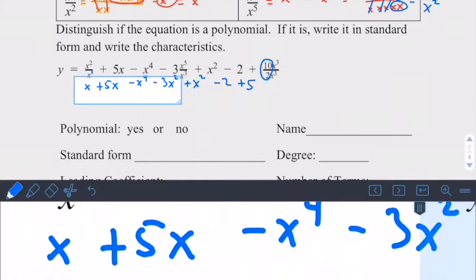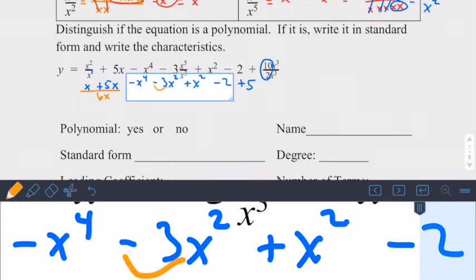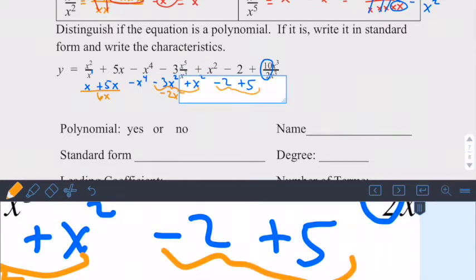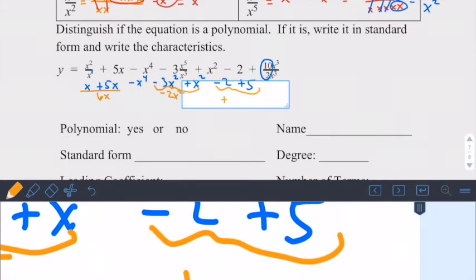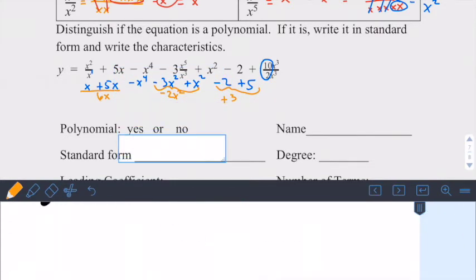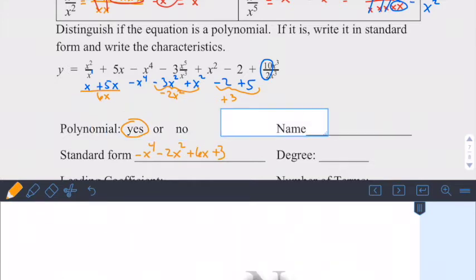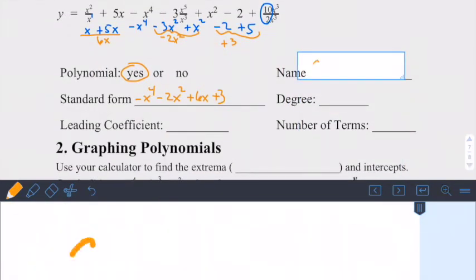So now let's combine some like terms. We've got 6x, no more x to the fourth. We can combine these and get negative 2x squared. And we can combine these numbers and just get plus 3. So now let's write it in standard form. We've got negative x to the fourth minus 2x squared plus 6x plus 3. So yes, this is a polynomial. The name is a quartic.